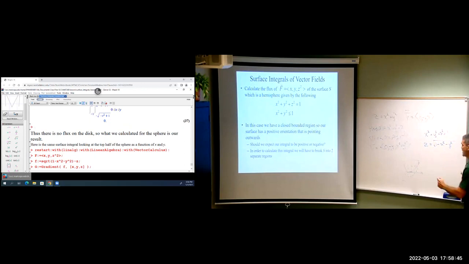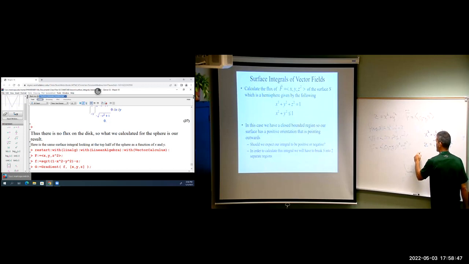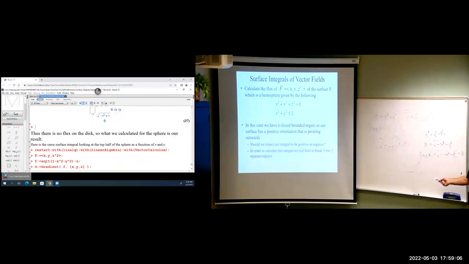So when I go to find that normal vector, this f is basically the same thing we did here, I'll subtract the z off. So the square root of 1 minus x squared minus y squared, minus z. Okay. Now, obviously, when we do the partials of this, it'll get a little messy. So let's let Maple do that for us.